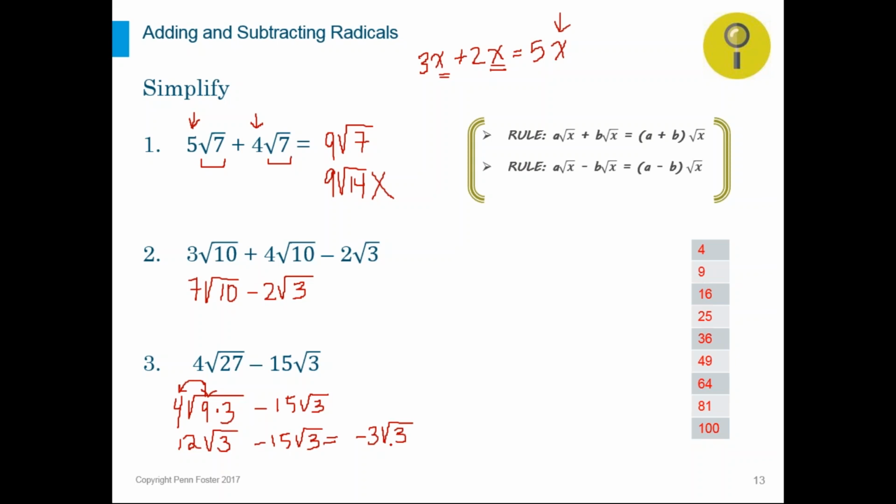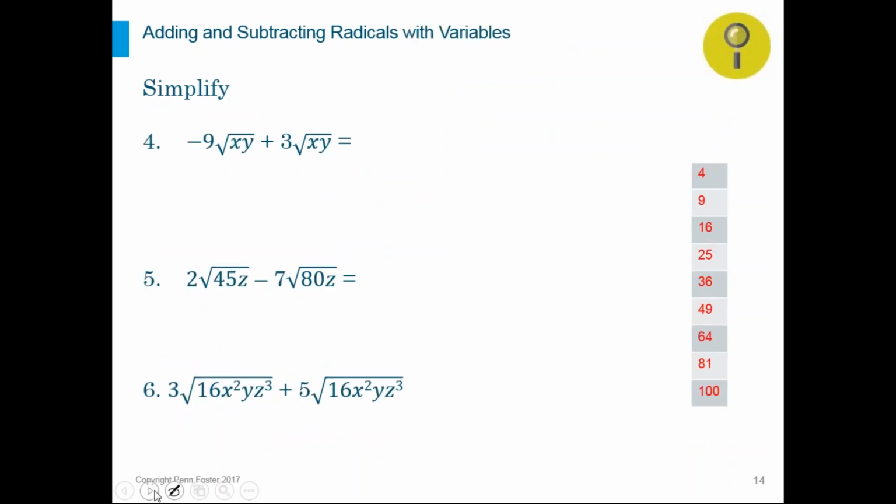Any questions? Okay, let's look at more complicated examples on adding and subtracting radicals. Negative 9 times the square root of x times y plus 3 the square root of x times y.